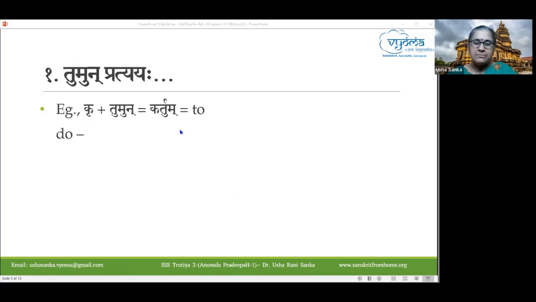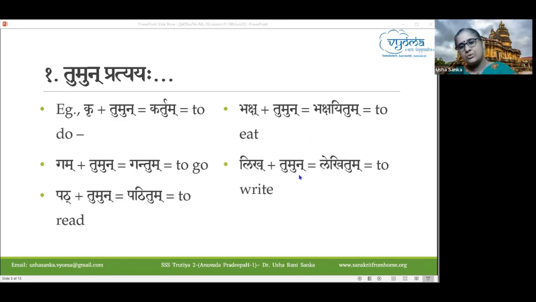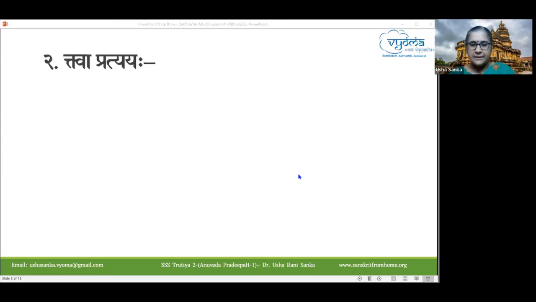Example. So kr plus tumun is kartum, to do, or as we thought, for doing. Gam plus tumun is gantum, to go. Pat plus tumun is patitum, to read. Bhaksha plus tumun is bhakshaitum, for eating. Likh plus tumun is lekhitum, for writing. Okay, thus we complete the tumun.